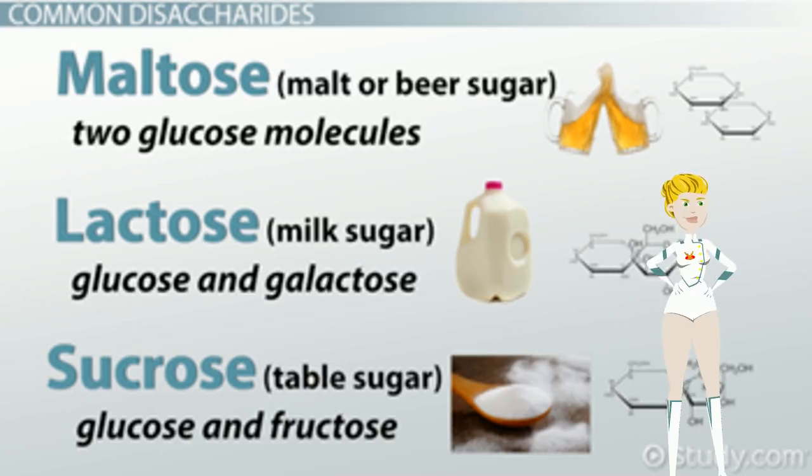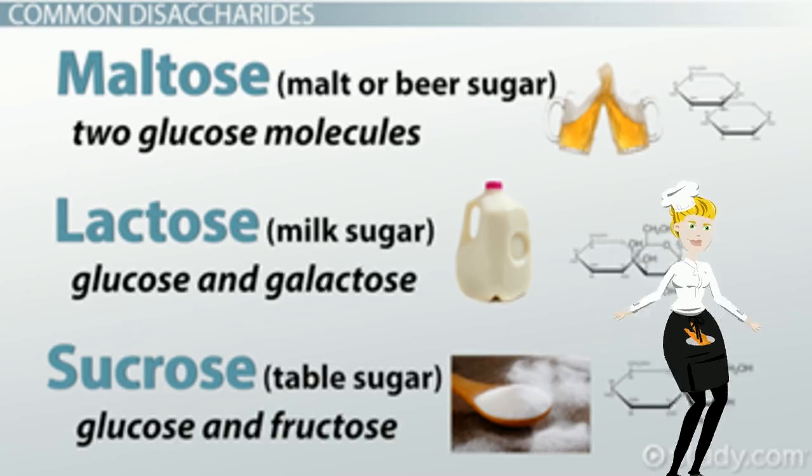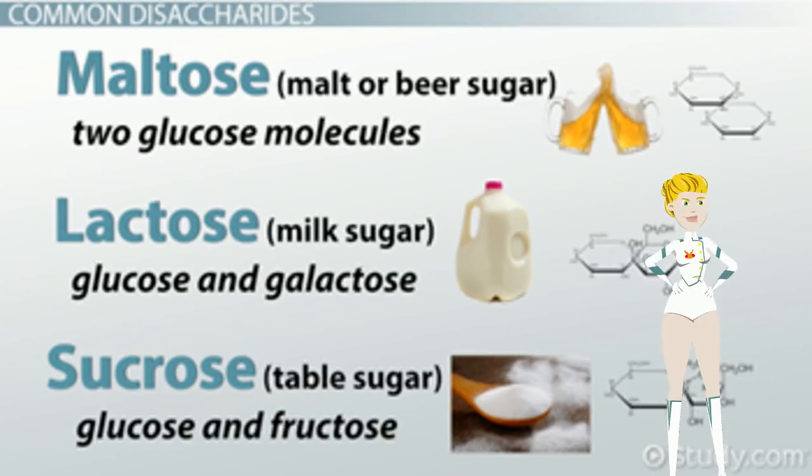Next is maltose. It is the result of digestion of grain, and you get that through fermentation that produces alcohol. Maltose also is found in some infant formulas. It's also not as sweet as glucose or sucrose.